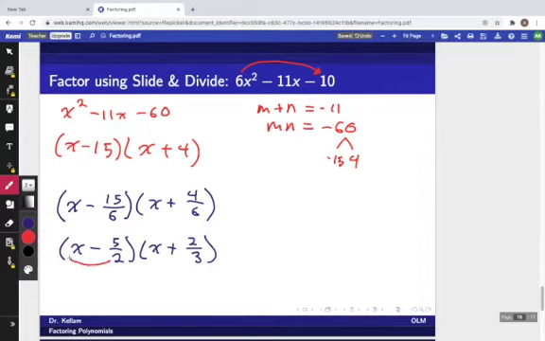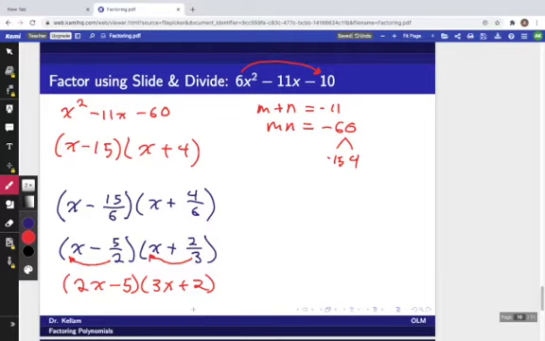And then to get our final answer written, we're just going to move our denominators in front of our variables. So 2x minus 5, 3x plus 2.